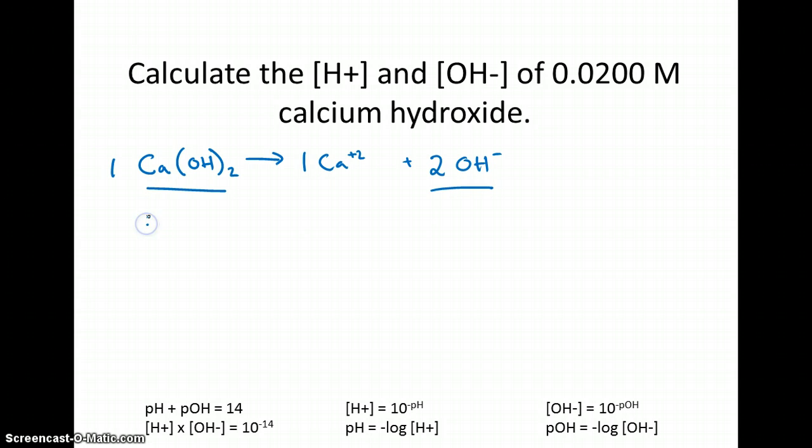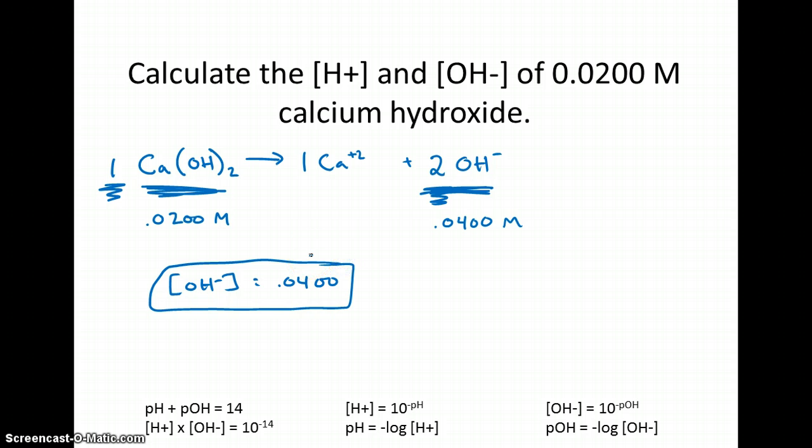I know the concentration of my base. The concentration of my base is 0.0200 molar. In this case, we've got a 1 to 2 molar ratio. That means the concentration of OH minus will be twice that of the base. So OH minus concentration this time is 0.0400. In other words, the concentration of OH minus is 0.0400.